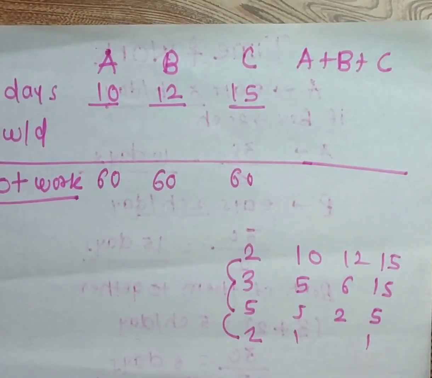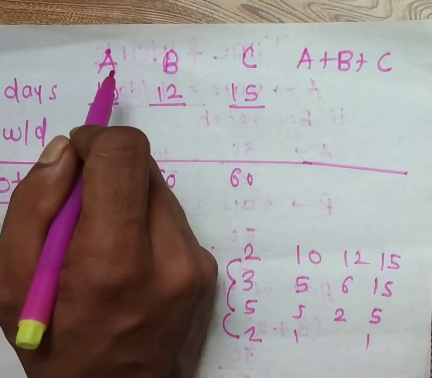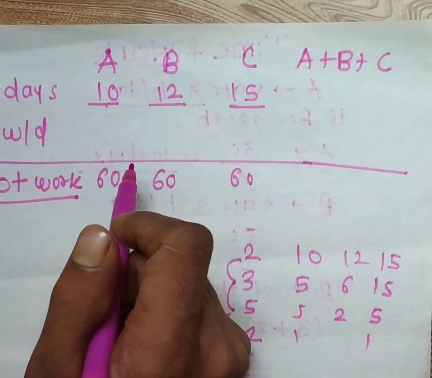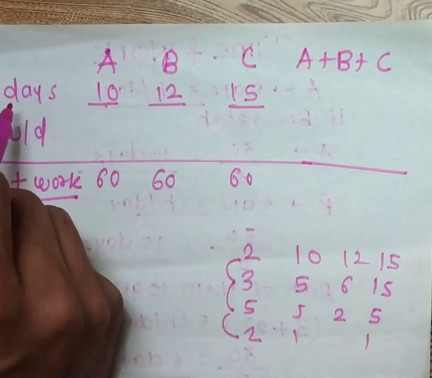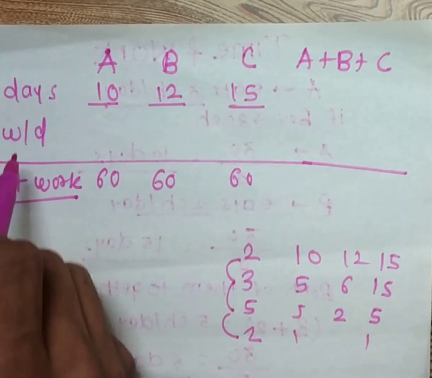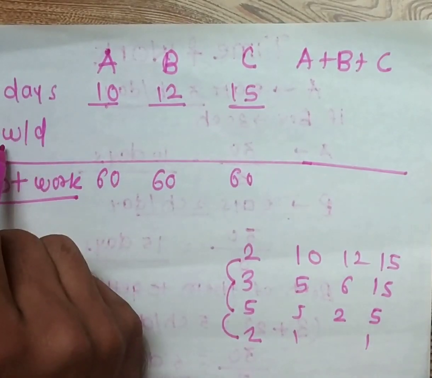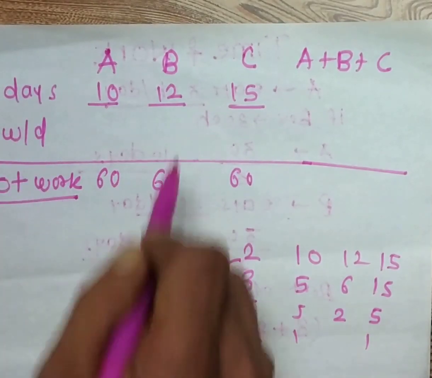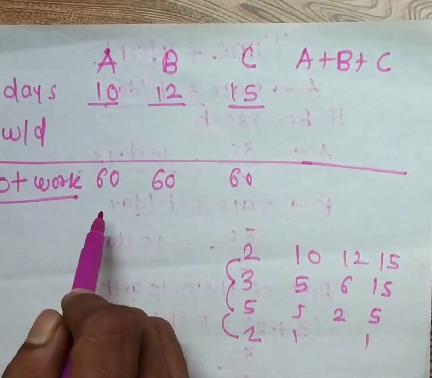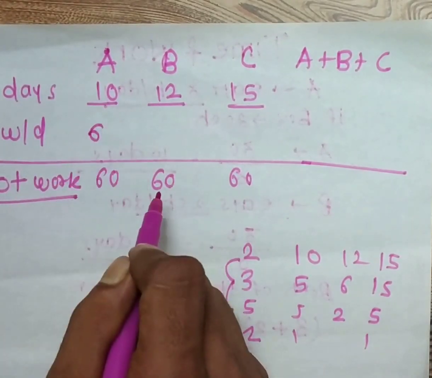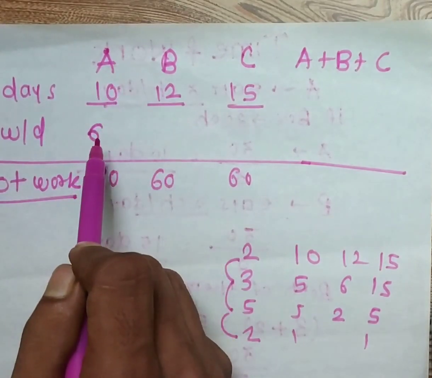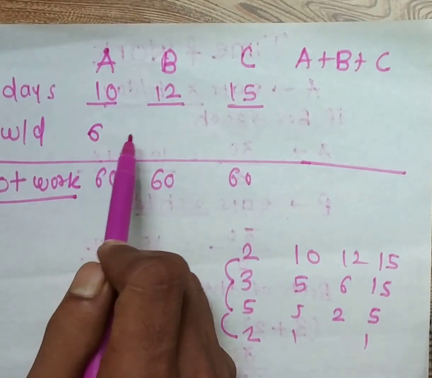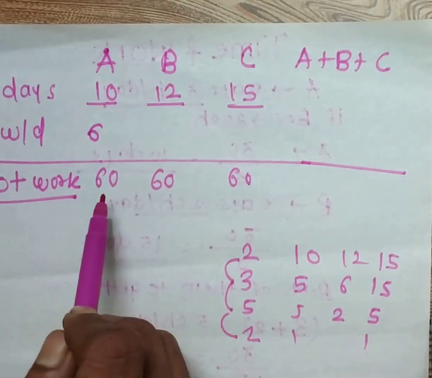From this we can calculate in how many days A is completing the total work, in 10 days. We know that days into work per day is equal to total work, which means work per day is equal to total work upon days. 60 upon 10 is equal to 6. So A's speed is 6 work per day, so that he will complete the total work in 10 days. Total work is 60.